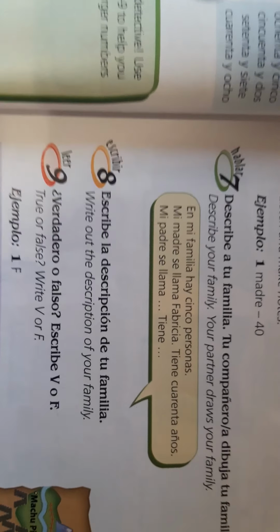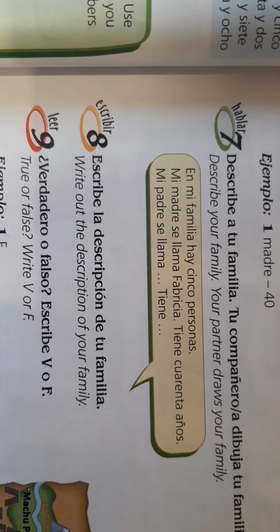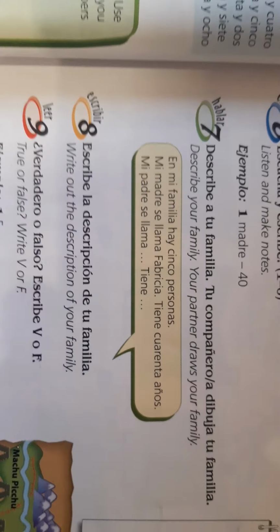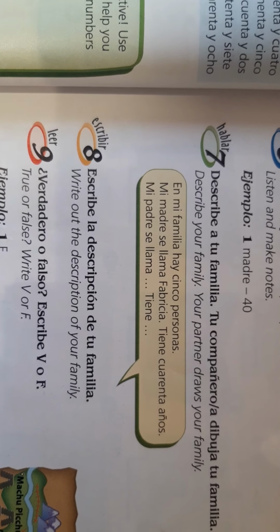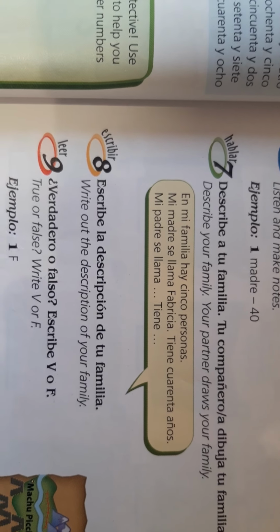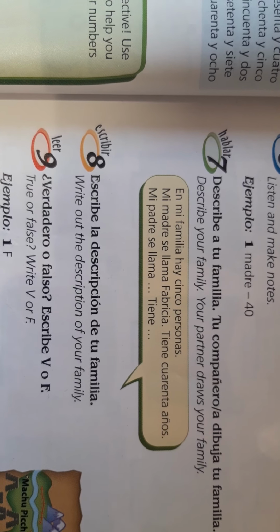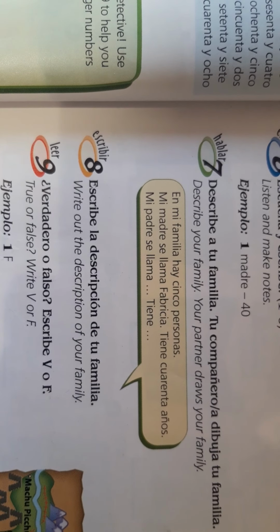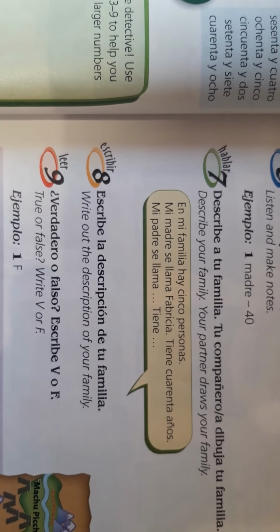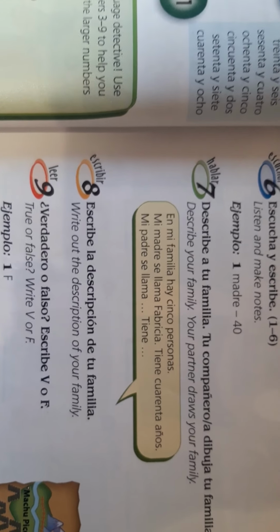And your answer then will be, for example, en mi familia hay 5 personas. Mi madre se llama Fabricia. Tiene 40 años. My mom is called Fabricia. She is 40 years old. Mi padre se llama Patrick. Tiene 42 años, por ejemplo. Okay?